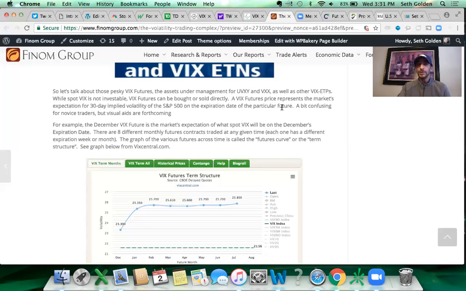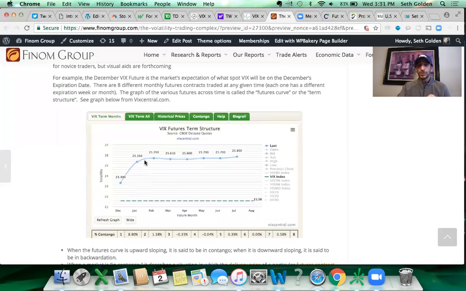It's a bit confusing just on the face value of this verbiage, but again, the visual aid of the VIX futures term structure helps us to better understand. This right here is the December VIX futures contract. As of the time I took this snapshot, it was trading at 23.30. It's not that price anymore. Let's go to VixCentral.com. We can see it in real time. And notice there are 8 VIX futures contracts trading at any given time.